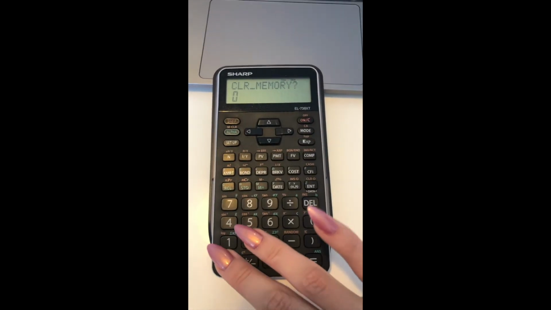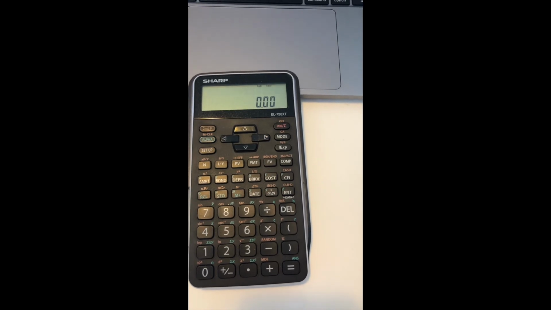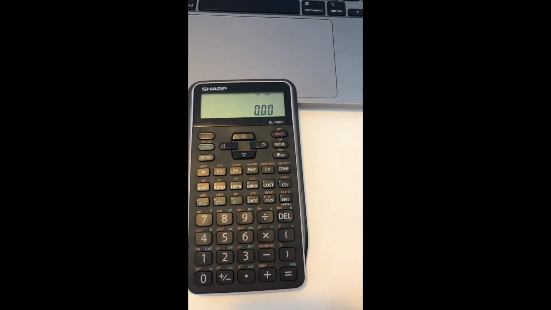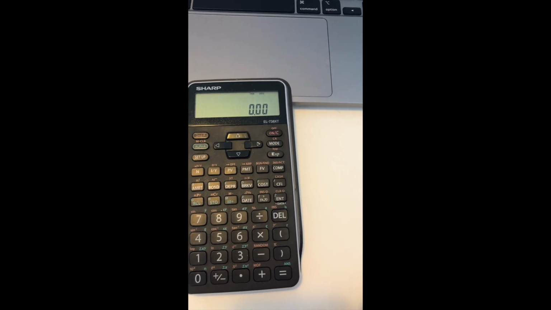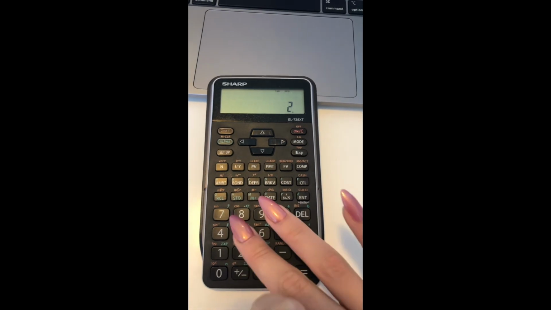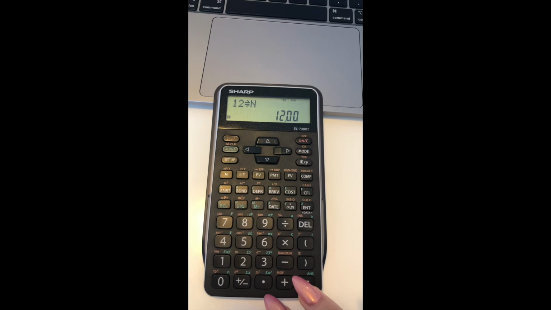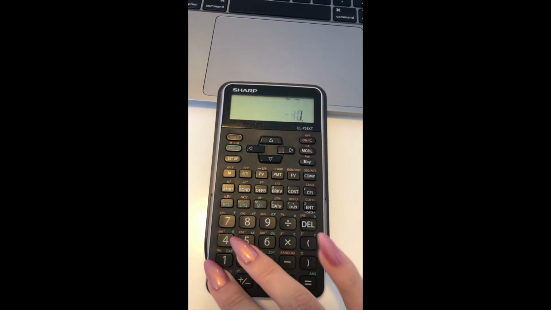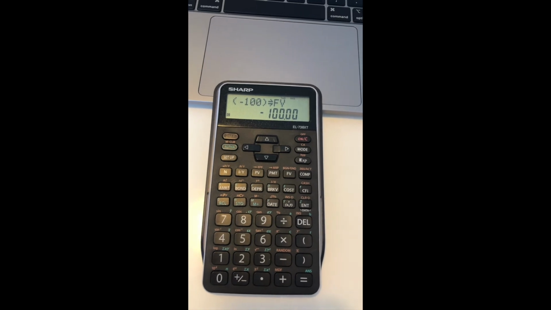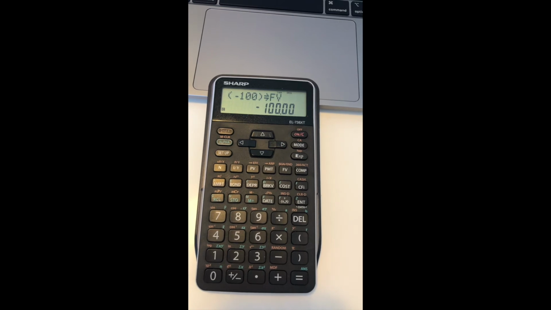Alright, so we clear our memory and let's do question number 12. So remember, this question is semi-annual, so we need to divide the interest rates by 2 and the N we times it by 2. So we've got interest rate of 5 divided by 2, so that equals 2.5. There we go. Our N is 12. Pop that in. We do negative 100 for face value. Remember, if we're not given the face value, we use 100, or par value. We always use $100 because that's generally what's used the most.